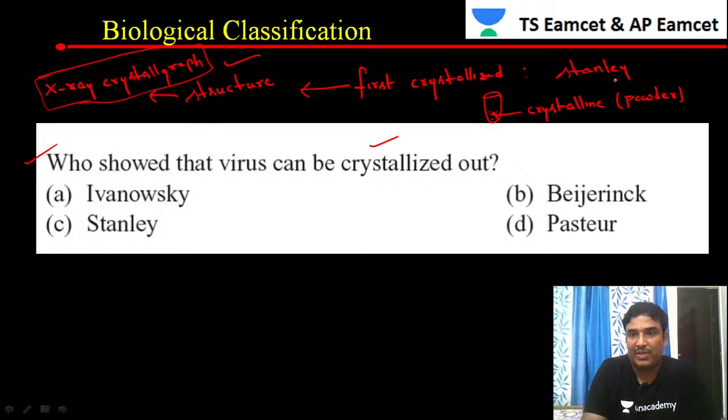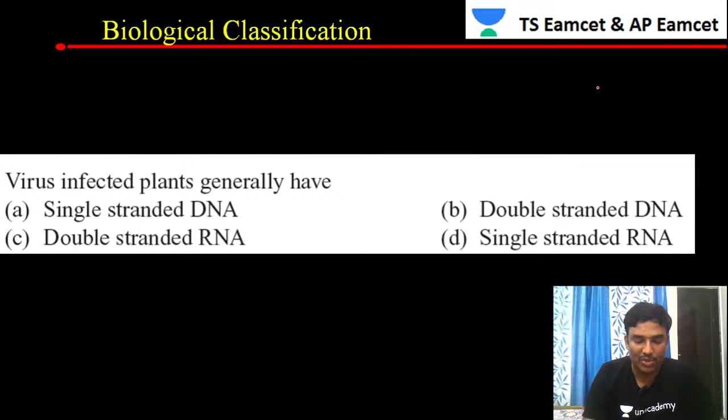The virus was first crystallized by a scientist whose name is Stanley. So Stanley is the person who crystallized the virus. Let's move to the next question.